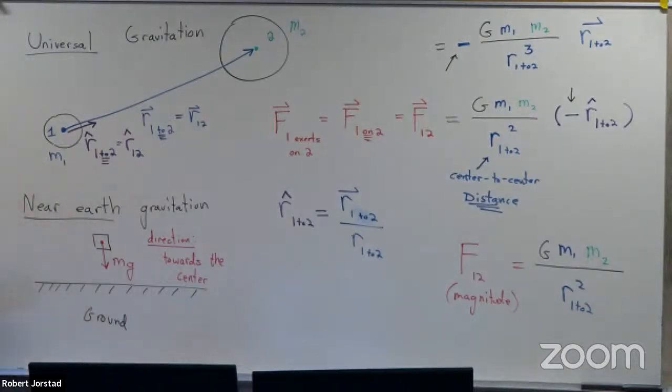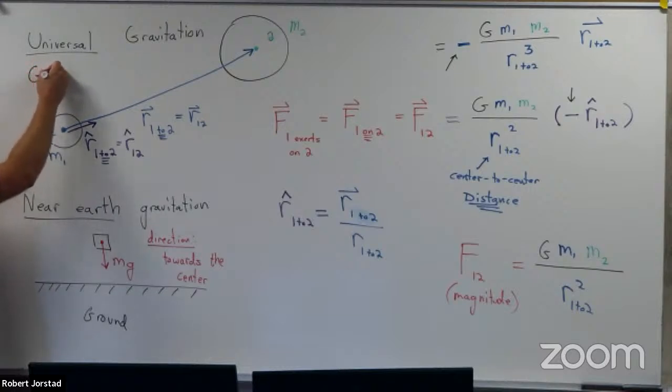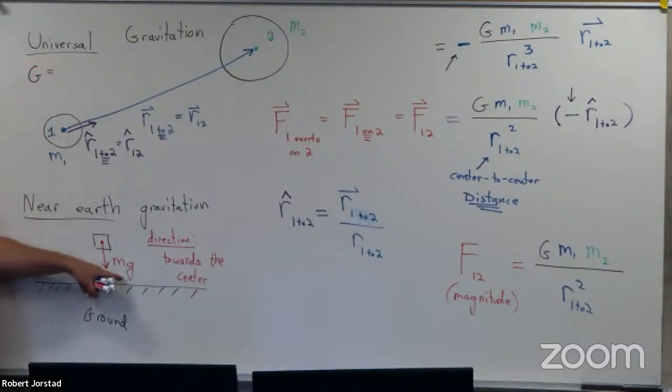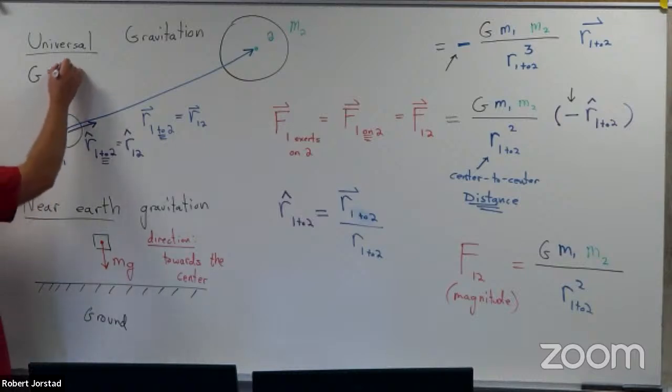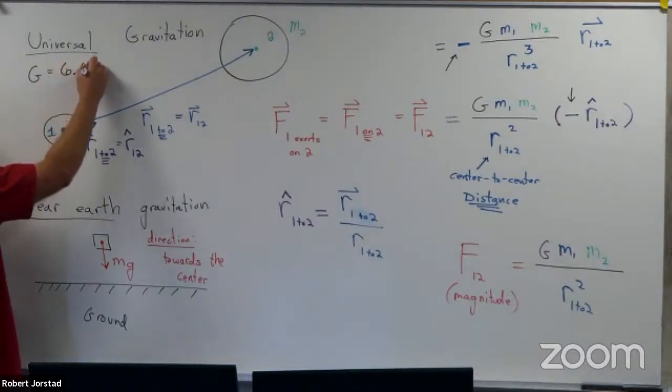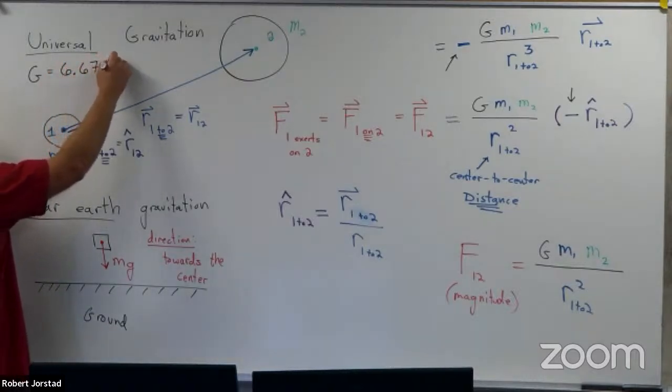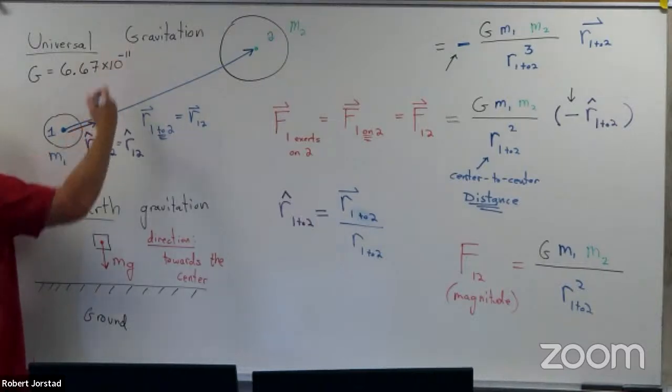Now I know I said I would explain the constant. Big G, that's what everybody calls it. We call this one little g, and we call this one big G. It's 6.67 times 10 to the negative 11.